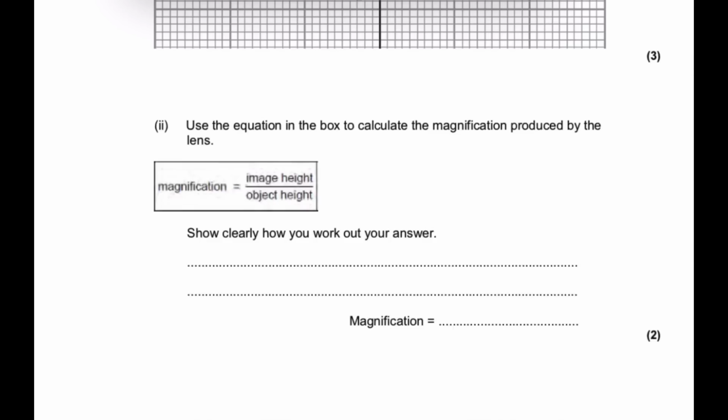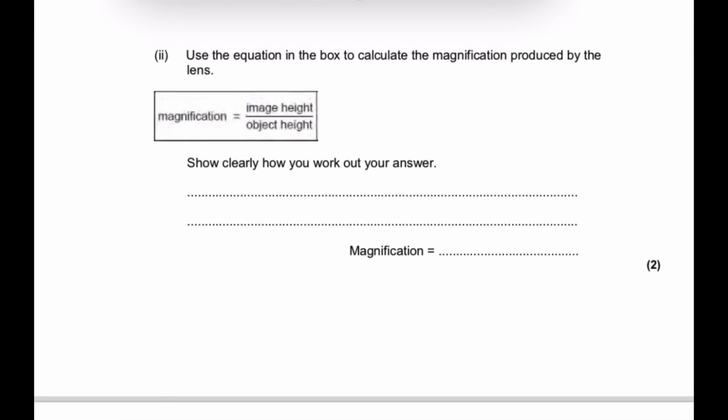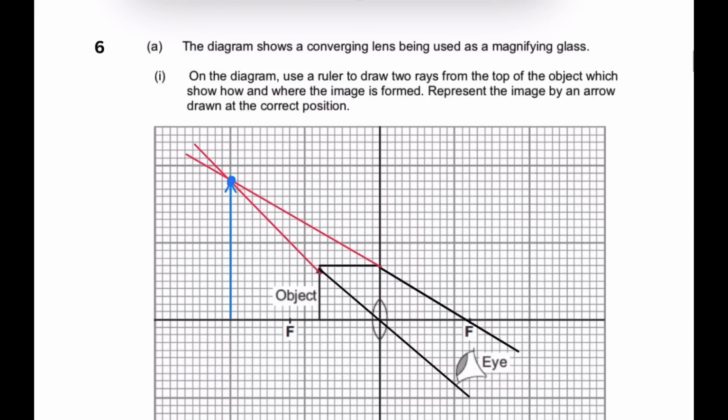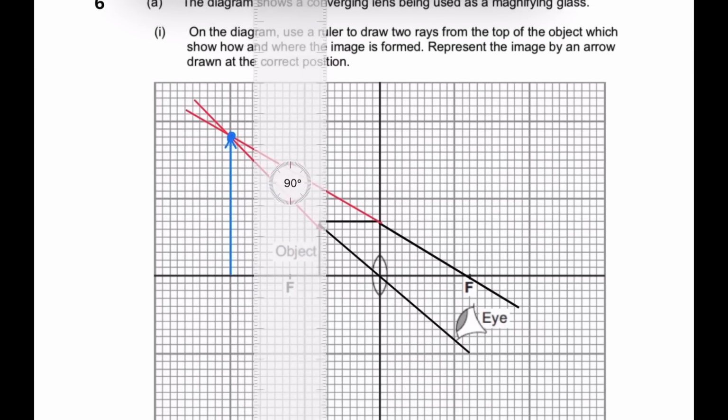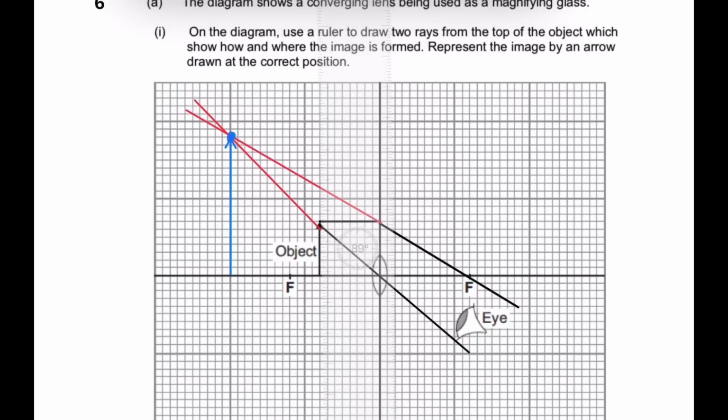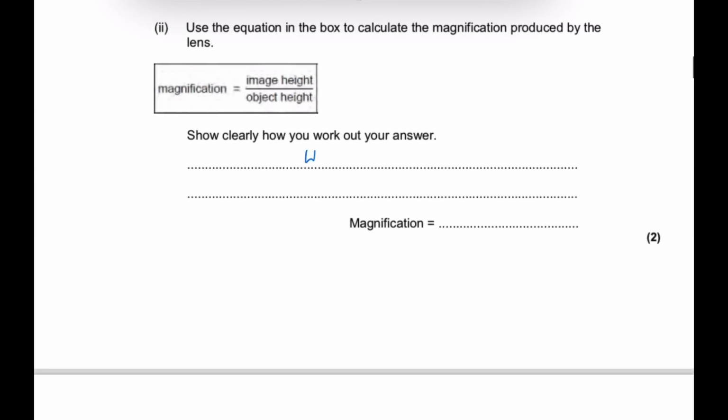Use the equation in the box to calculate the magnification produced by the lens. Show clearly how you work out your answer. So in order to answer this one, you are going to grab your ruler and place it on your image height and your object height, and then divide them by each other. It won't necessarily be correct in mine, but for example, mine is 4 and this is 2. I am just going to divide the 4 by the 2 to give me a magnification of 2, but it will be much more accurate when you're drawing it on paper.